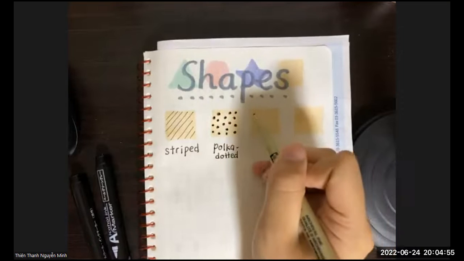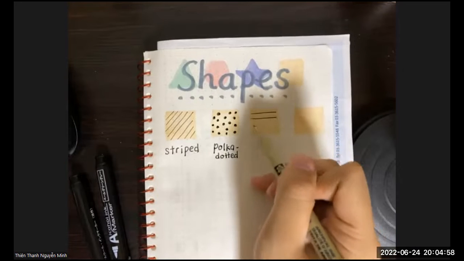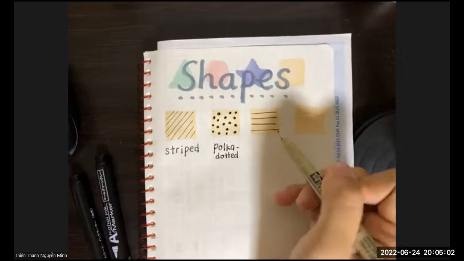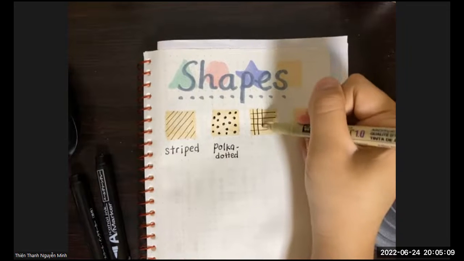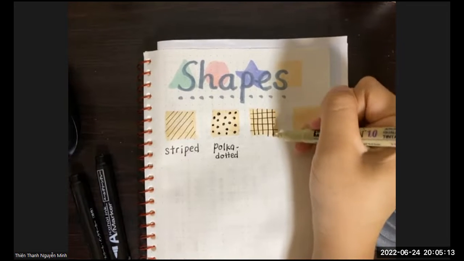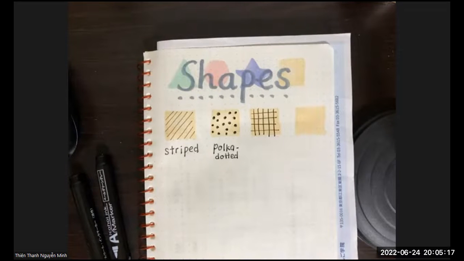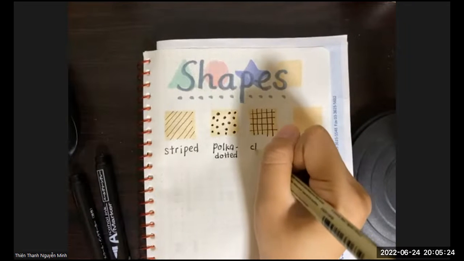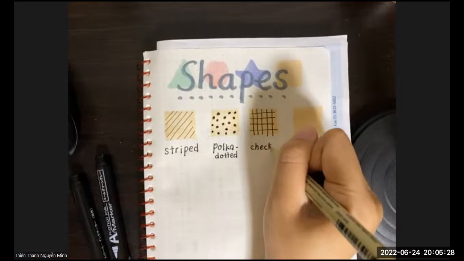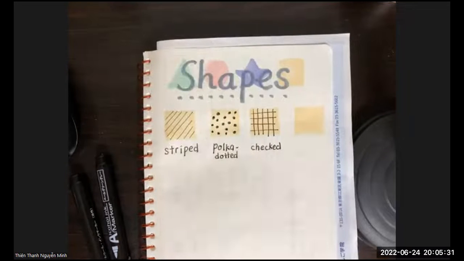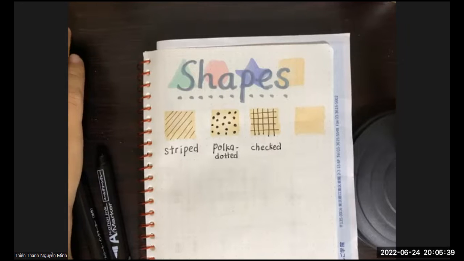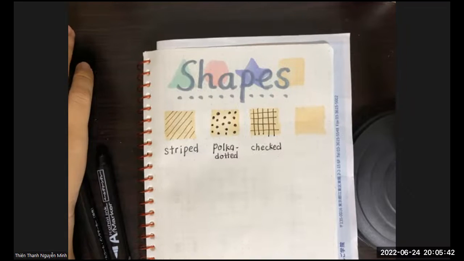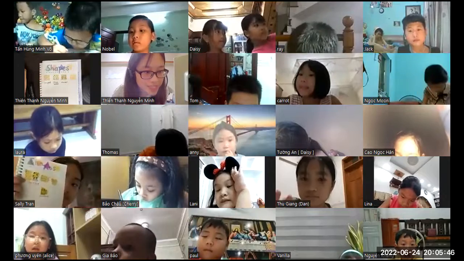Yeah, and next one, I draw some lines. One, two, three, four. And more lines like this. One, two, three, four, five. So do you remember what kind of pattern it is? Checked. Yeah, this is checked. Okay, checked. C, H, E, C, K, E, D. Checked. Bingo, who's bingo? Yeah, Sally is really fast. Thank you, Sally.